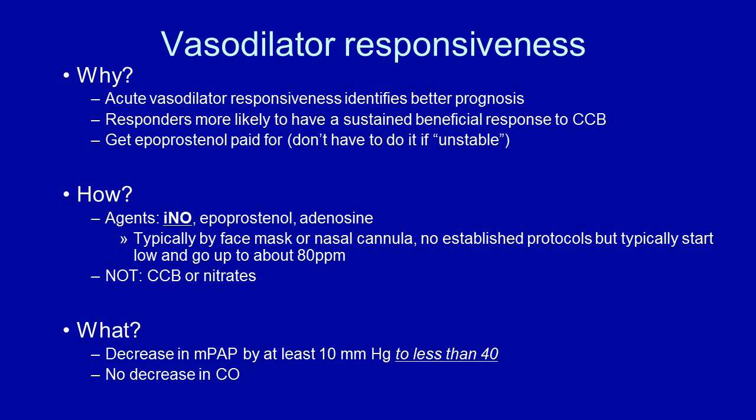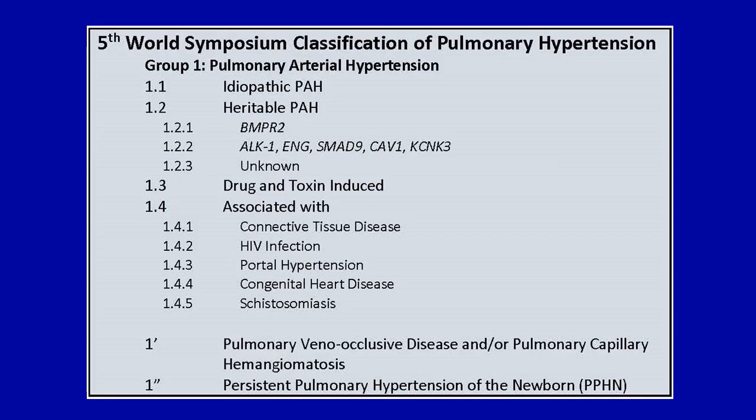So our gentleman was not vasodilator responsive, which means he is WHO Group 1 and is not vasodilator responsive. And particularly in WHO Group 1, there are several different subcategories. Idiopathic, heritable, drug and toxin associated, and then associated with other conditions such as connective tissue disease, HIV, and the other things you see there.